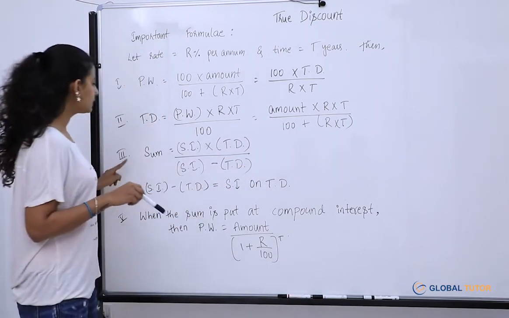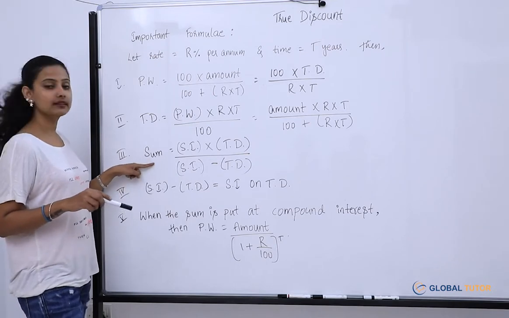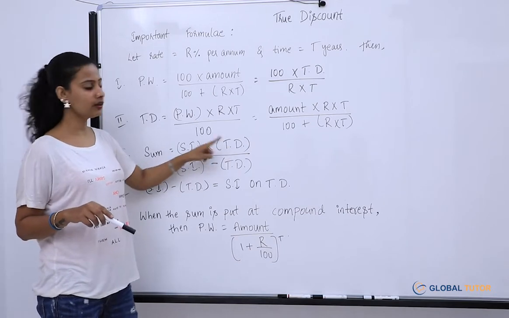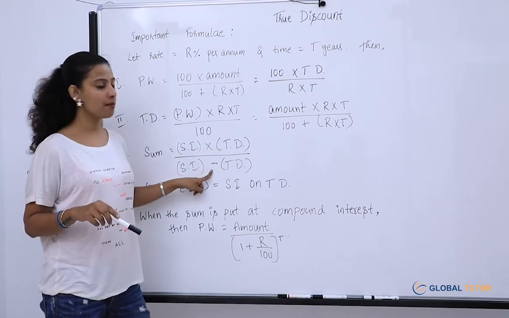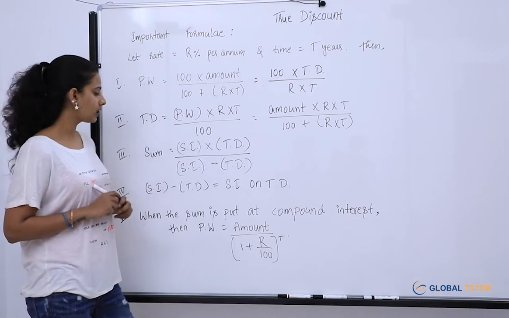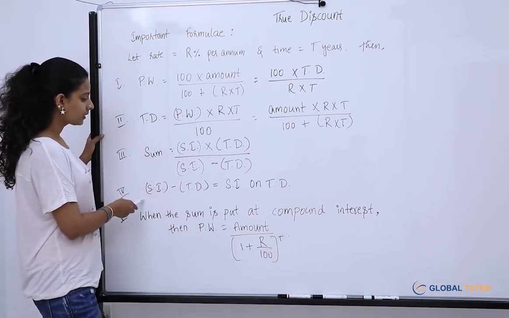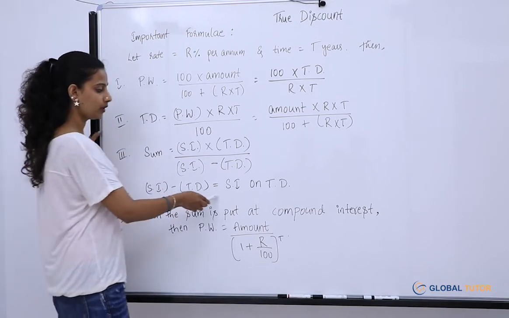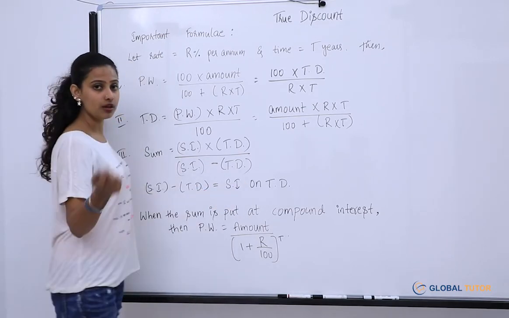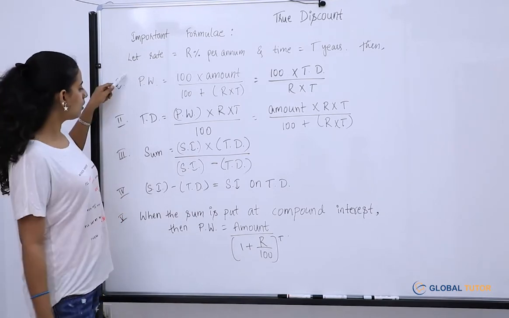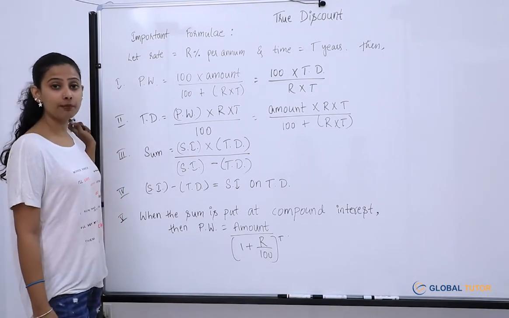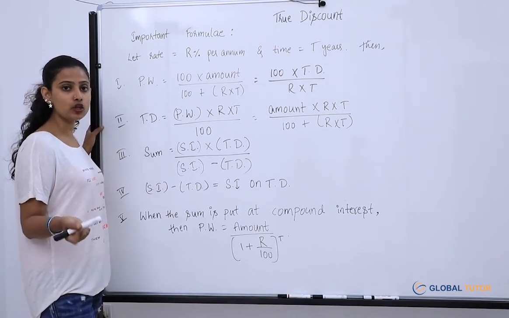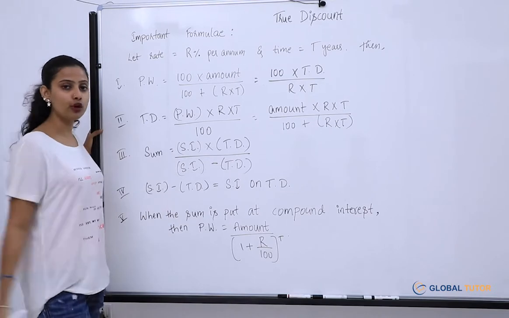The third formula is to find out the sum. So that will be simple interest into true discount divided by simple interest minus true discount. And the next one is simple interest minus true discount. So that will be simple interest on the true discount. Here all these four formulae are based on simple interest. If the amount has simple interest on it, then you can apply these four formulae.